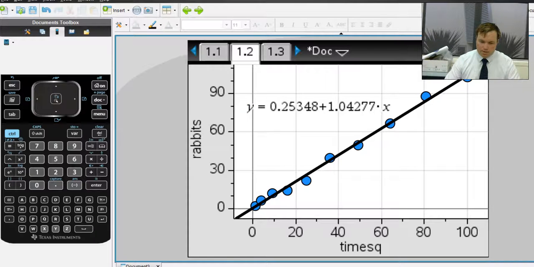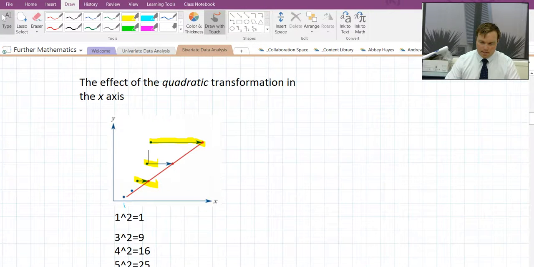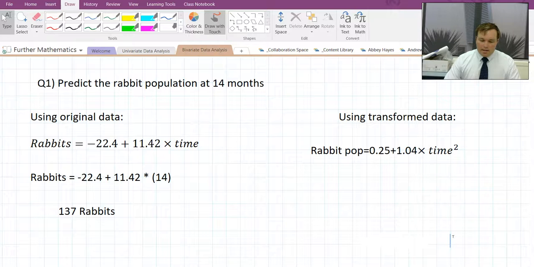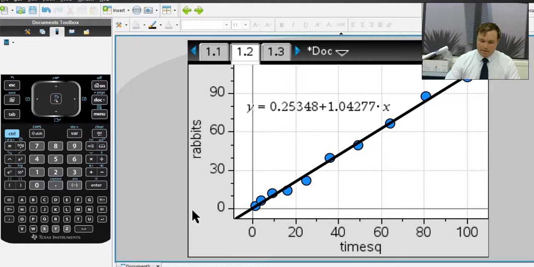Ooh, it's not going to work. Doesn't matter, I have it here. That's this equation. Now the key part here is squared. You see previously on the calculator, it was 0.025 plus 1.04x. However, here, the x is referring to this axis.